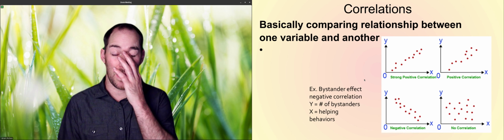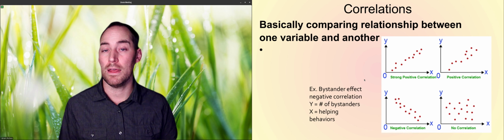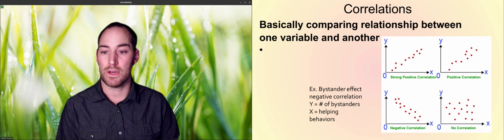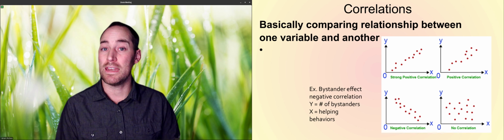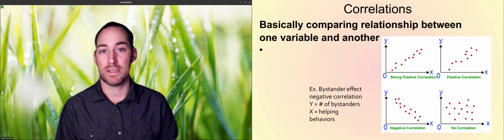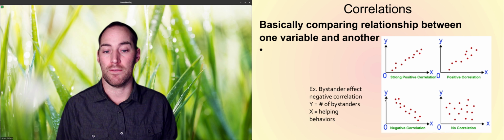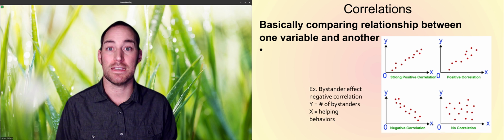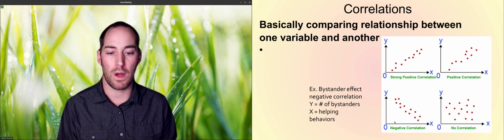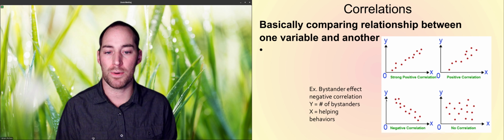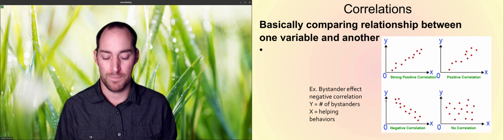So let's look at the bystander effect, another one that is a relationship. There is a negative correlation when we're talking about the bystander effect. When there's more people, there's less helping behavior. So let's say Y here is the number of people, X is helping behavior. Closer to the X, this is like 0 helping behaviors, this is like 10 helping behaviors. So this is 0 people there, 10 people there, okay?